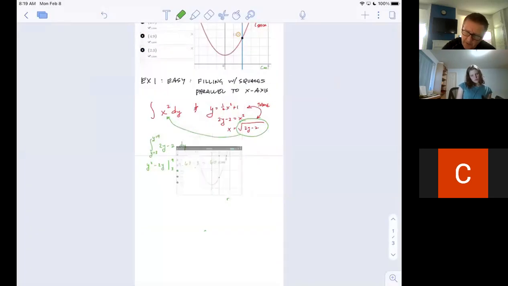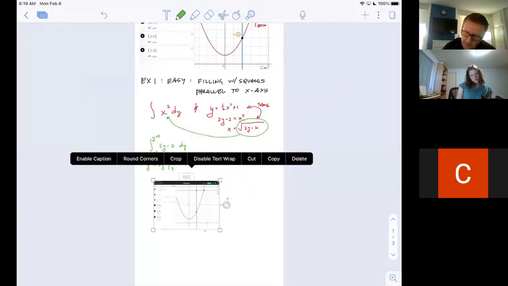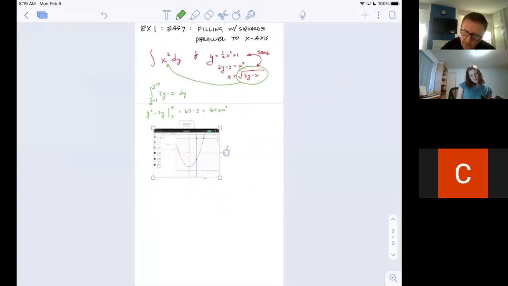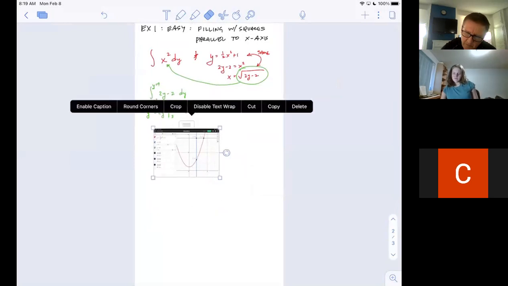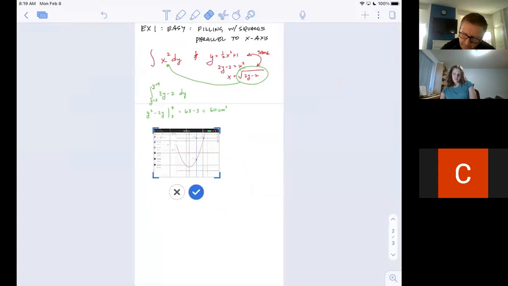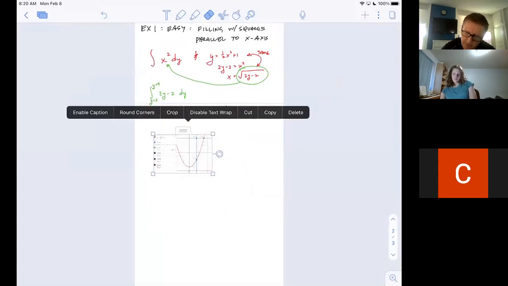I'm going to give you a second to see if you can do this the other direction yourself and see how that works. Just give you a second to think about it. Let me draw a picture of it first, just so you have a feel.